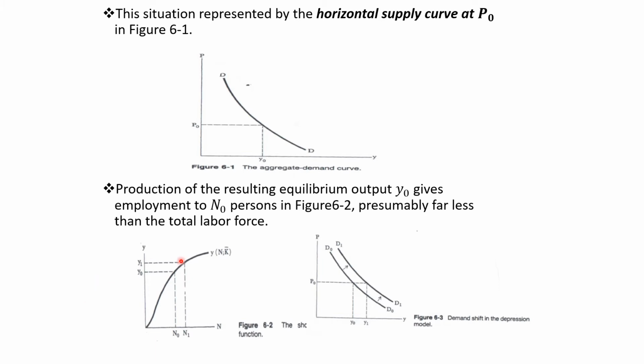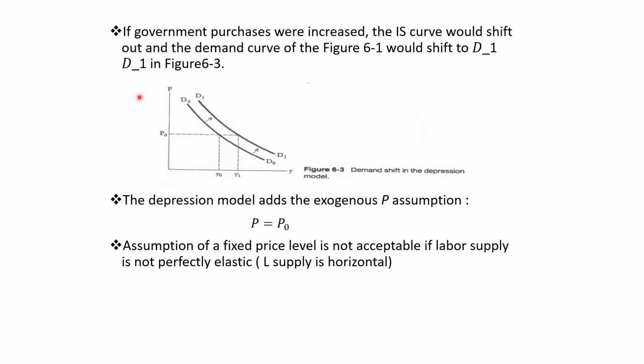Now we go to the next slide. If the government purchase were increased, the IS curve would shift out and the demand curve of the last figure 6.1 would shift from D1 to D2. Now you can see that formally, this depression model adds to the exogenous price assumption, where P is equal to P0. So now we can go back to equations 1 to 3 to form a four equation system in four variables: Y, r, P and N.